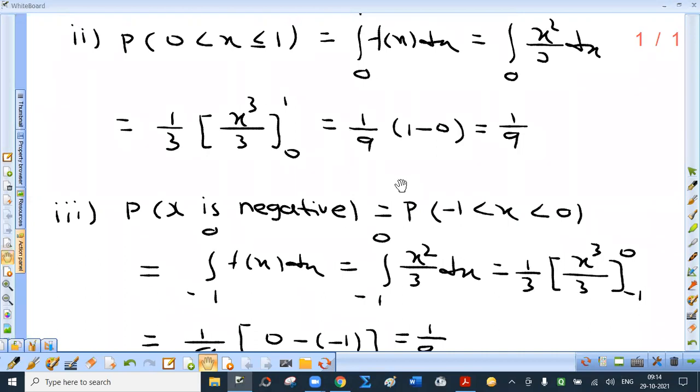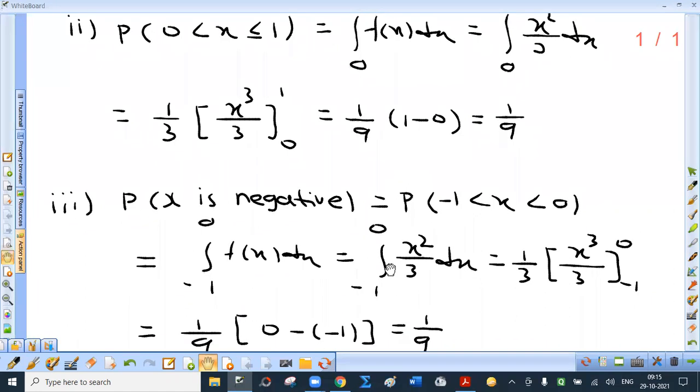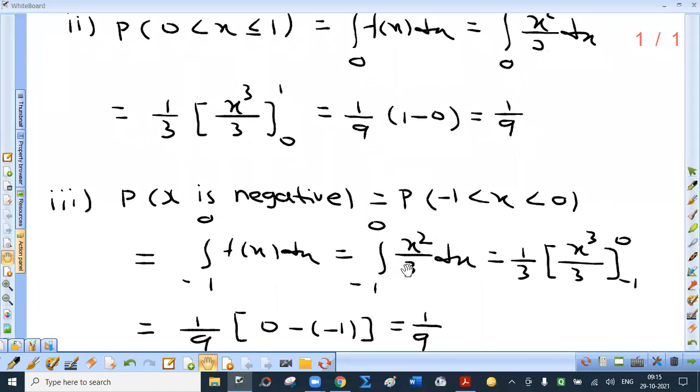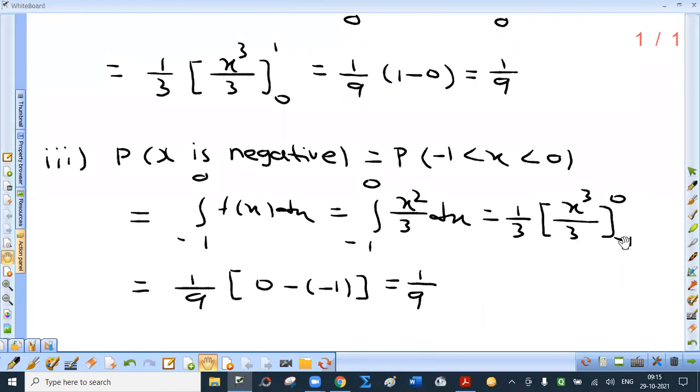Third part, find the probability that x is negative. Actually, negative means minus infinity to 0. But I am considering minus 1 to 0. Why? Because from minus infinity to minus 1, the function equal to 0. So we need not consider that. So minus 1 to 0, the integral of x square upon 3. Now 1 upon 3 into, what is the integral of x square? x cube upon 3. Upper limit 0, lower limit minus 1. So 1 upon 9 into what? 0 minus, what is the cube of minus 1? Minus 1. So effectively it is 1 upon 9.